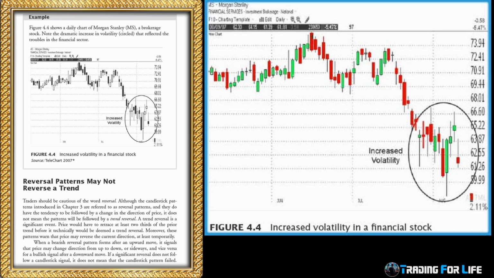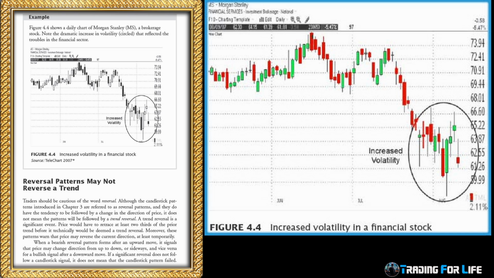Reversal patterns may not reverse a trend. Traders should be cautious of the word reversal. Although the candlestick patterns introduced in Chapter 3 are referred to as reversal patterns, and they do have the tendency to be followed by a change in the direction of price, it does not mean the patterns will be followed by a trend reversal. A trend reversal is a significant event. Price would have to retrace at least 2/3 of the prior trend before it technically would be deemed a trend reversal. Moreover, these patterns warn that price may reverse the current direction, at least temporarily.